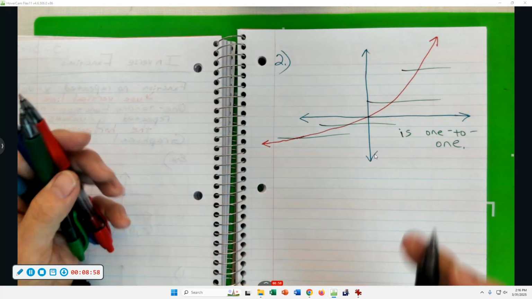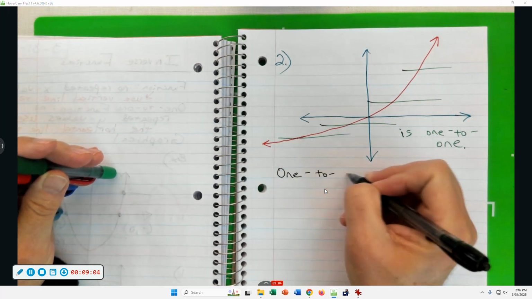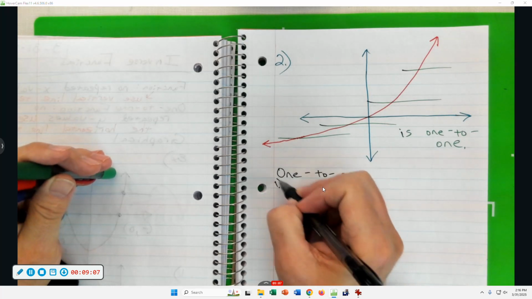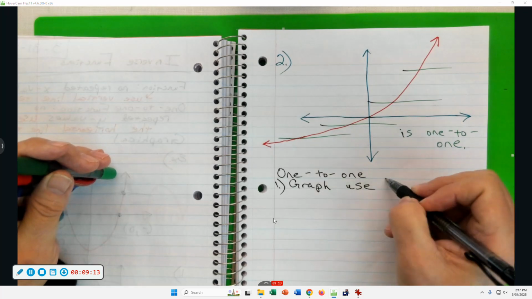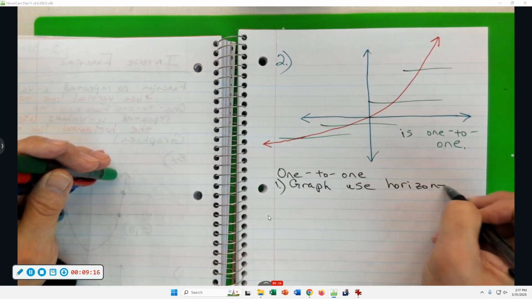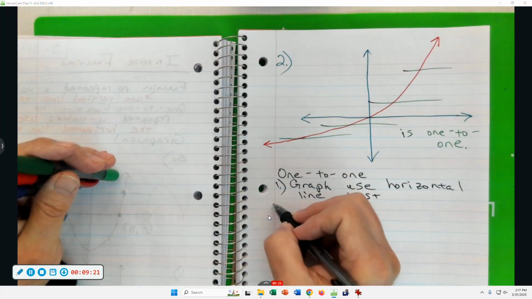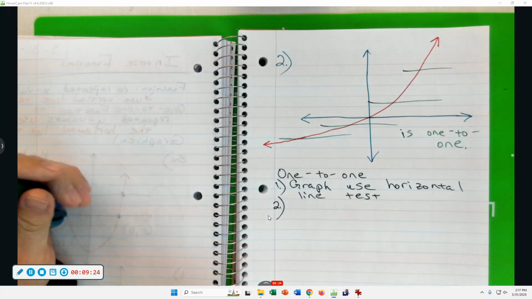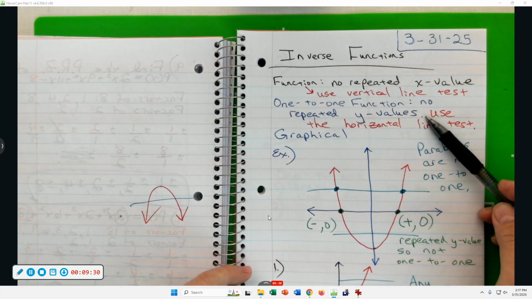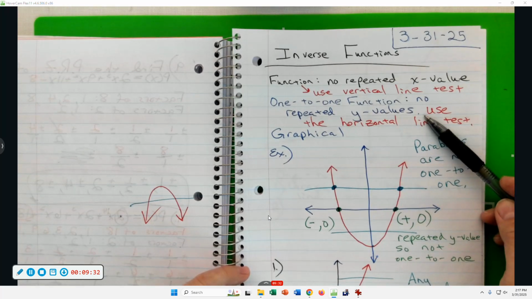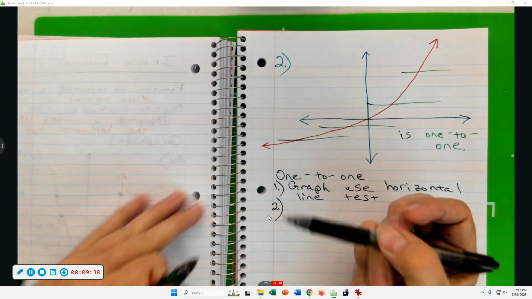Okay, so let's summarize with regards to 1-to-1. If you're looking at a graph, then use the horizontal line test to determine if it's 1-to-1. If you're looking at just a set of ordered pairs, 1-to-1 means there are no repeated y values. So if they give you a set of ordered pairs, just look at the y coordinates.